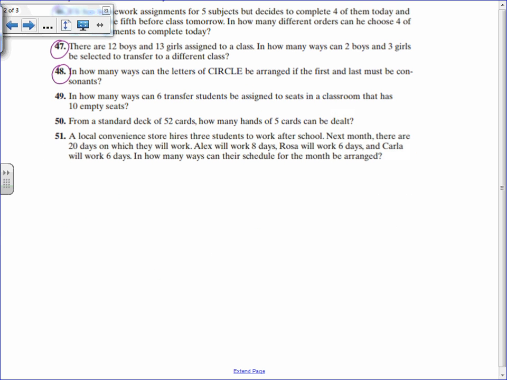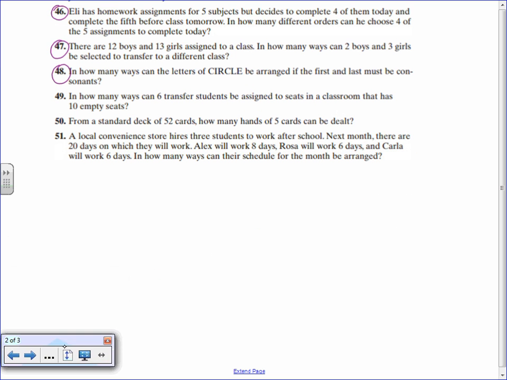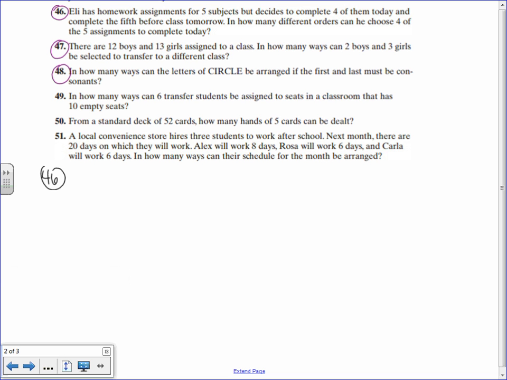Moving on to the next part, you've got to do 46, 47, and 48. Looking at 46, Eli has homework assignments for 5 subjects, but decides to complete 4 of them today and complete the 5th one before class tomorrow. In how many different orders can he choose 4 of the 5 assignments to complete today? Now you've got to be careful. They use the word choose, so you might think combination. But since the order matters, we want different orders, this is actually a permutation. So this is going to be 5P4, which you can just put in your calculator and you will get 120.